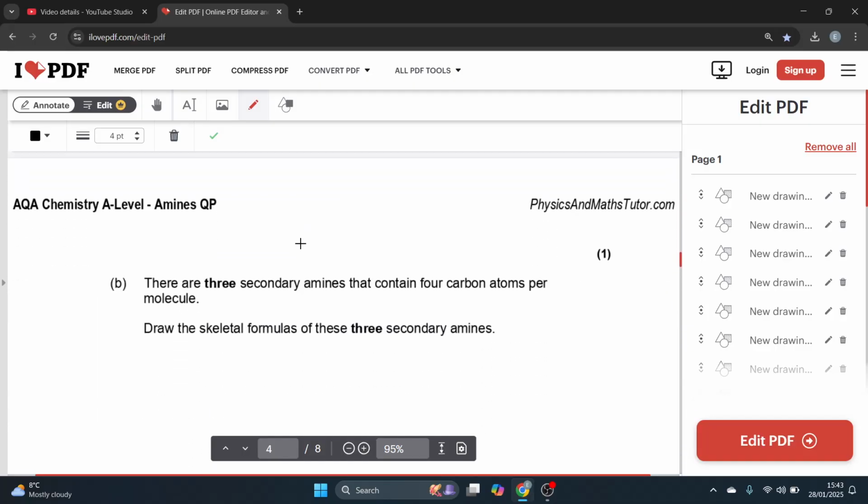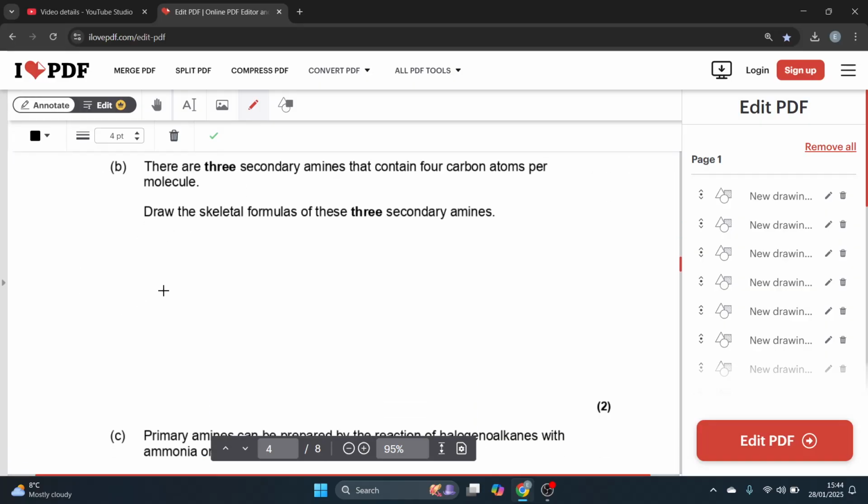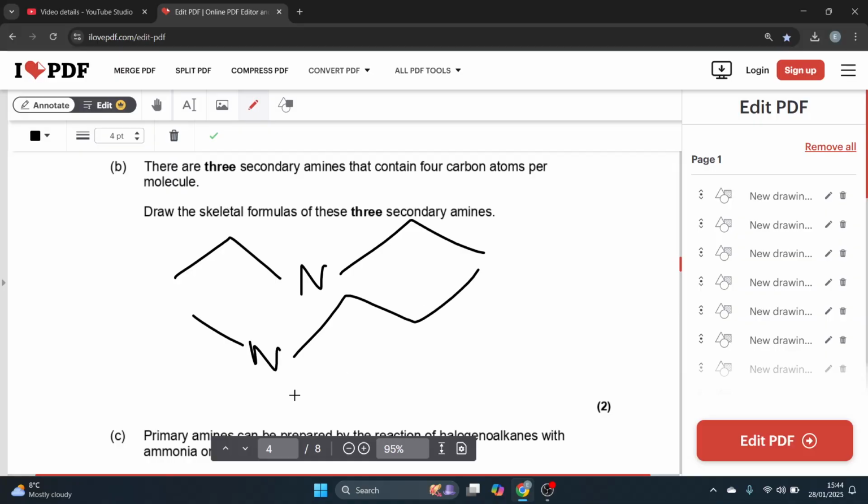There are 3 secondary amines that contain 4 carbon atoms per molecule. Draw the skeletal formulas of these 3 secondary amines. Skeletal formulas. So I can have this secondary amine, or I can have that, or I can have that.